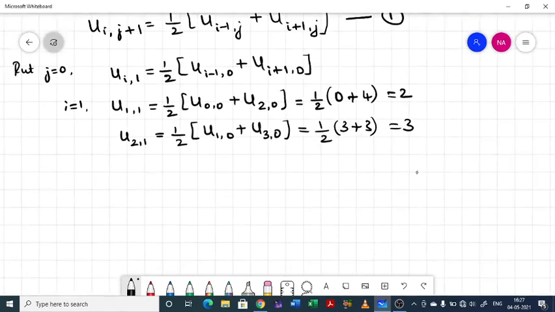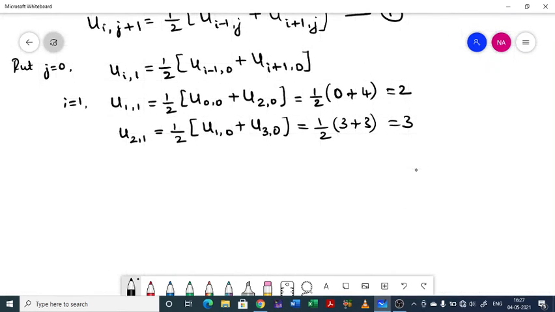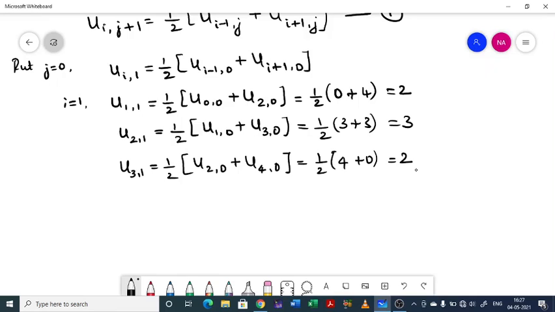Next, u(3,1) equals 1/2 times (u(2,0) plus u(4,0)). So that will be 1/2 times, again, (4 plus 0) here. So we'll get 2. So this completes the second row. The first row is already done. Completes the second row.